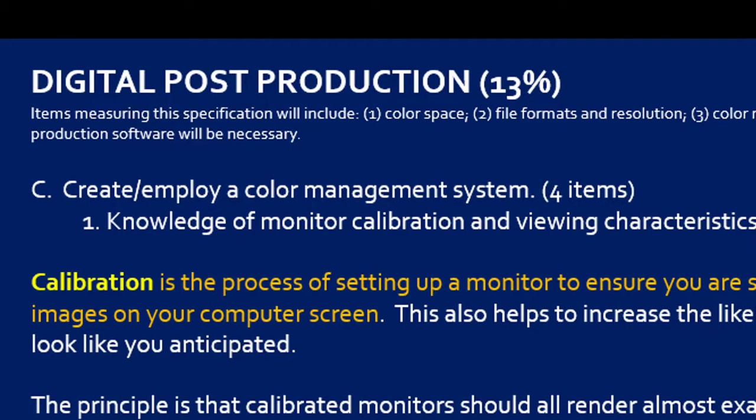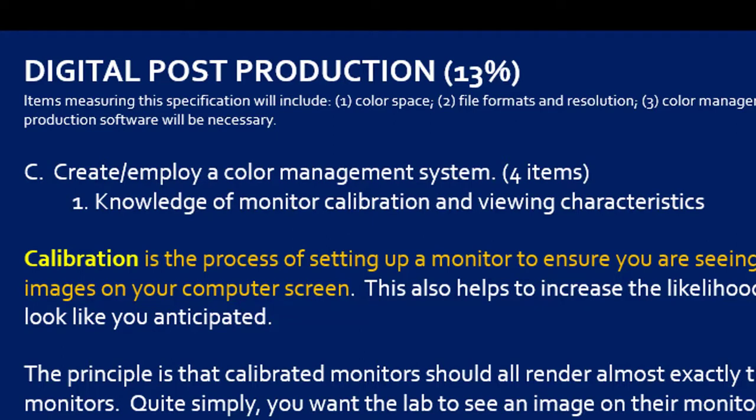Section C says, create or employ a color management system. Now there's 4 items on the exam from this very short section. Number 1 says, knowledge of monitor calibration and viewing characteristics. Monitor calibration is the process of setting up your monitor so that you get an accurate rendition of the colors from your digital file on your monitor.